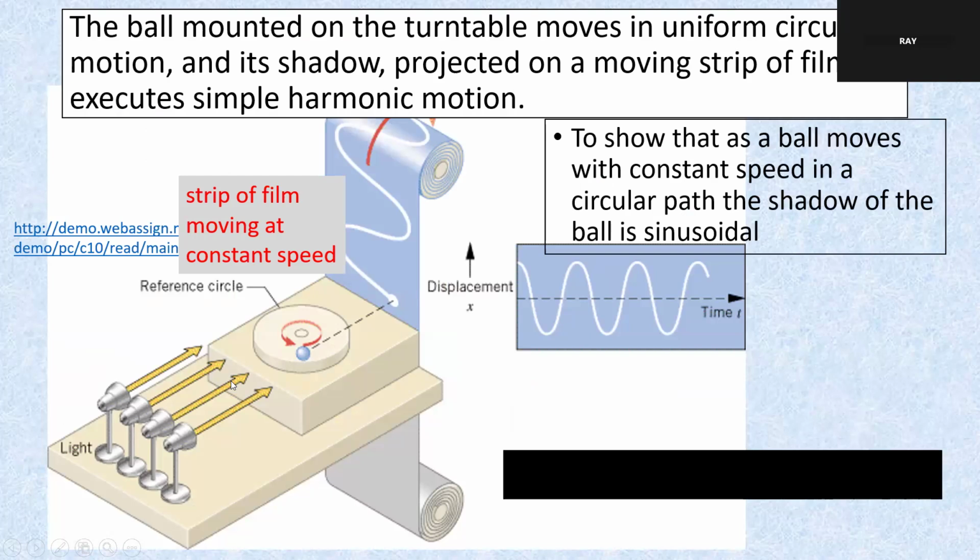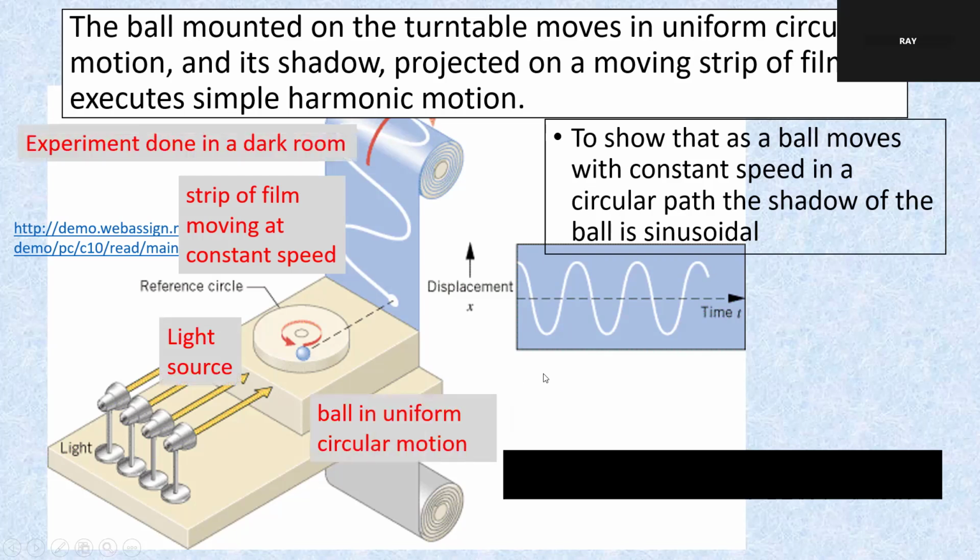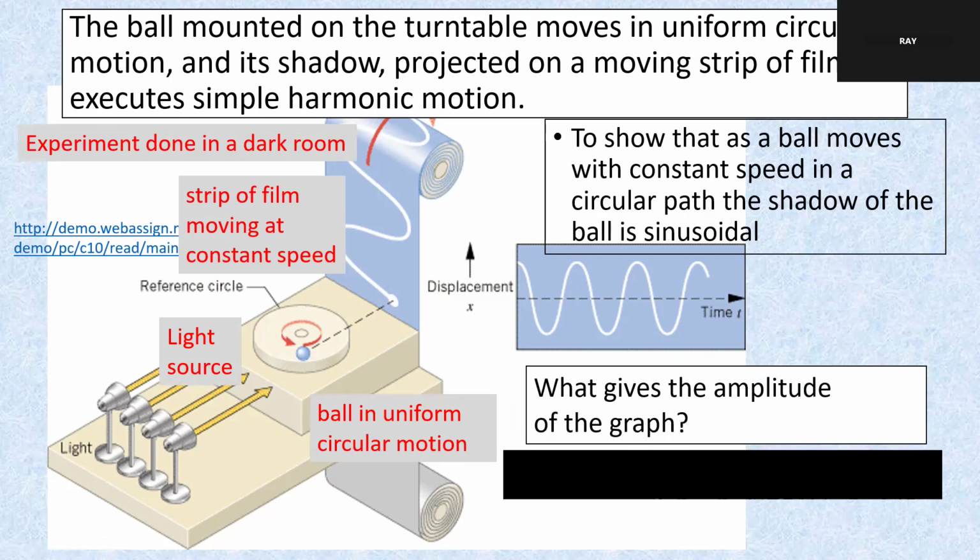Or we can show this in a dark room: a strip of film moving at constant speed, and a ball attached to the reference circle or rotating table. The projection of the ball on the film will show a sinusoidal curve. Just for info only. The amplitude is the radius of the circle, the distance of the ball from the center.